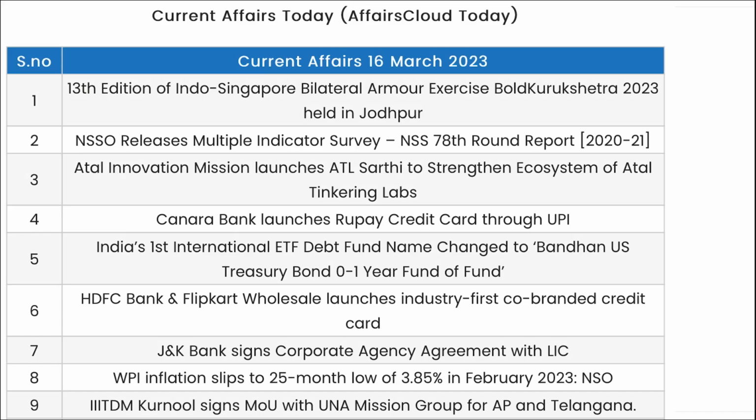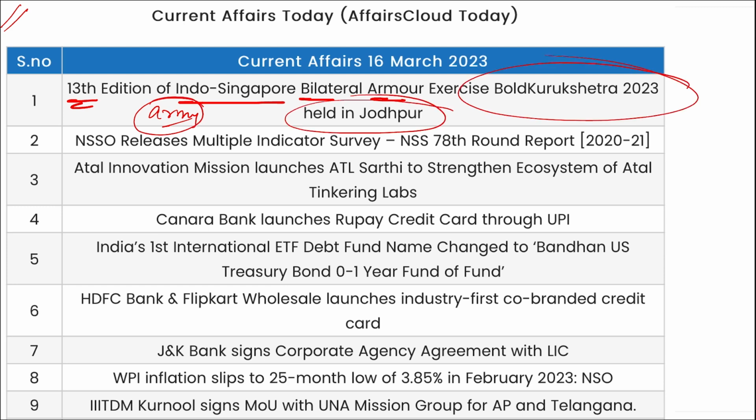Next. So friends, these are your important current affairs of the day. Now let's go for a quick revision of them. The 13th edition of the India-Singapore bilateral armor exercise, held between the armies of these two countries, was held recently in Jodhpur, Rajasthan, and this exercise was named Bold Kurukshetra 2023.